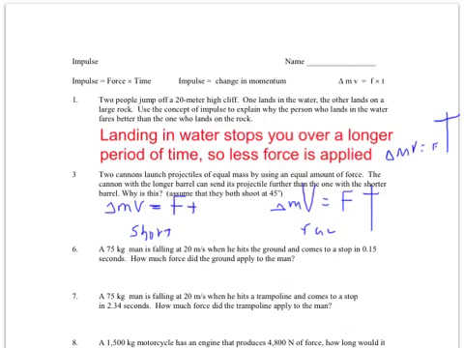All right, let's try number 6. Here's the mass of the person, here's the velocity, here's the time. Hey, how much force? I'm simply going to use this equation and substitute in. So what I've got is the mass of the person is 75 kilograms times the velocity the person acquires is 20 meters per second, and that equals the amount of force applied times the amount of time it was applied for, which is 0.15 seconds.